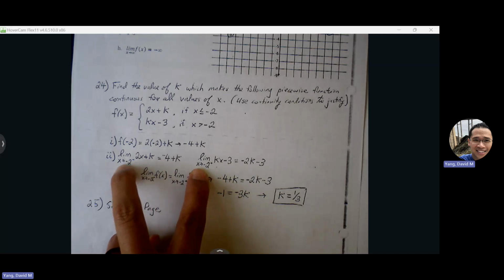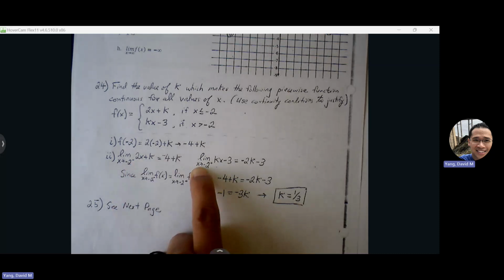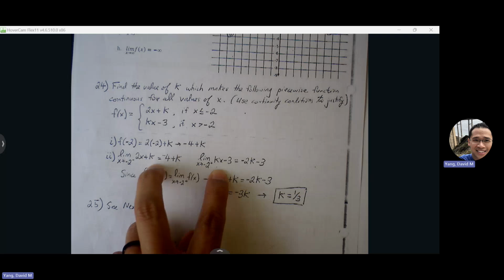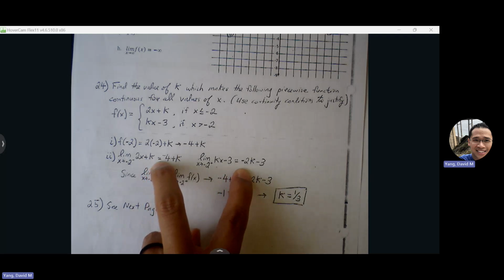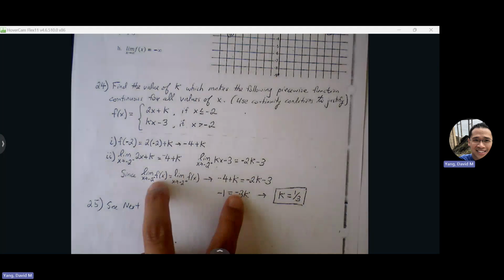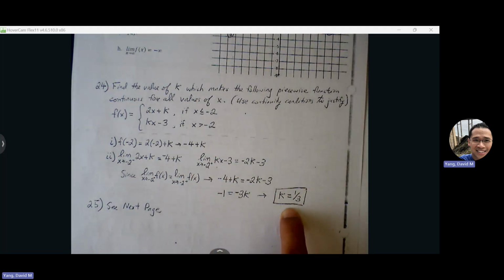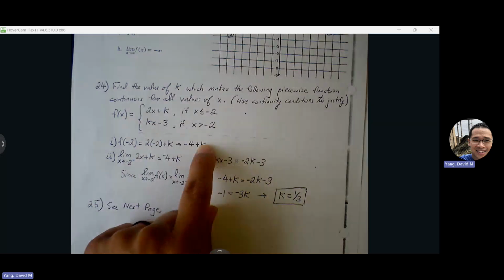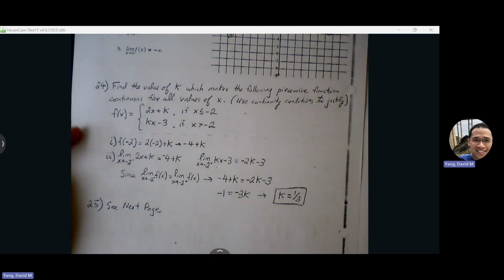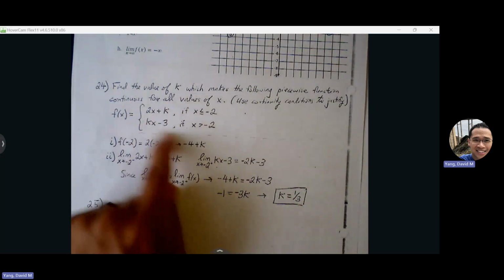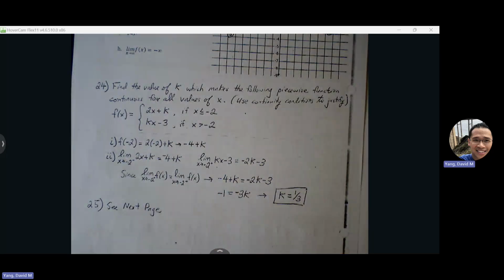I have to do the limit as x approaches -2 from the left for 2x plus k, and from the right for kx minus 3. I plug both in, and if I want this second condition to pass, I have to get them to equal each other. So if I set them equal to each other, I can solve for k. Once I solve for k, then I found my answer. So you're just using the continuity conditions to help you eventually solve for your missing constant.